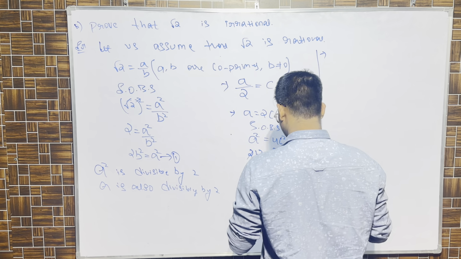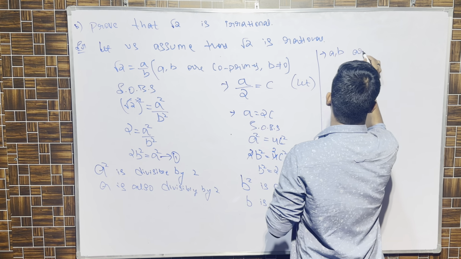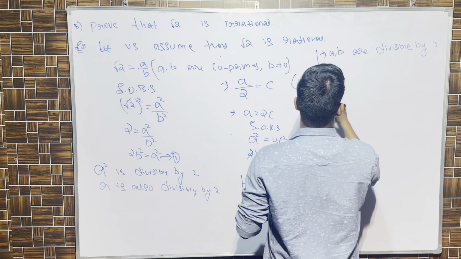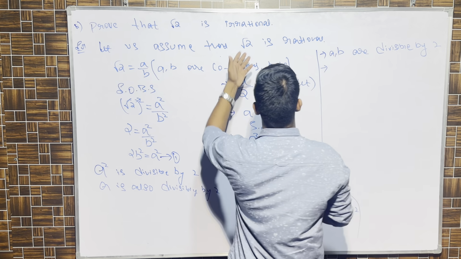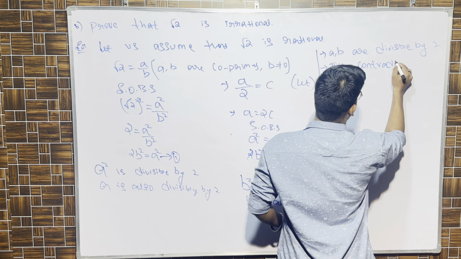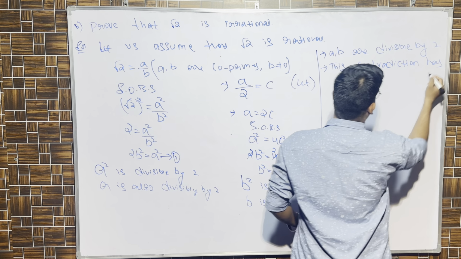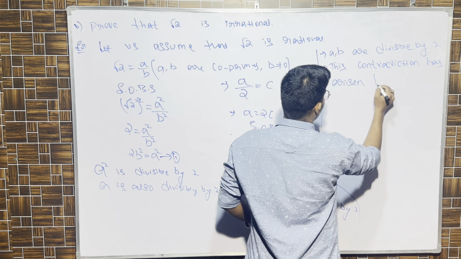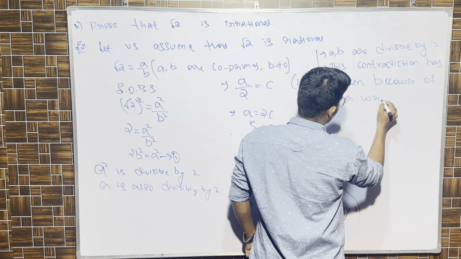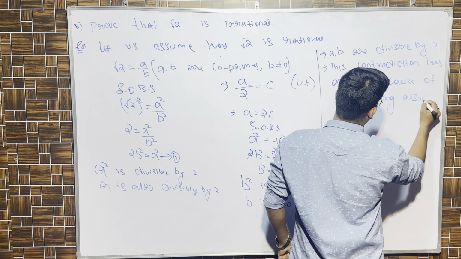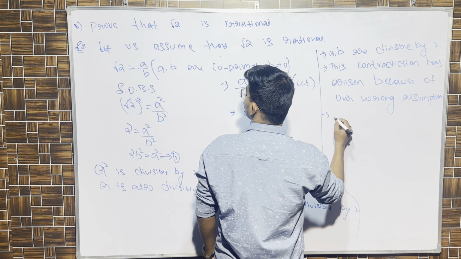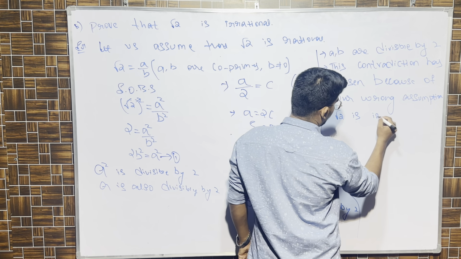Now, a, b are divisible by 2. If they both are divisible by 2, they are no more co-primes. That means our assumption is wrong. This contradiction has arisen because of our wrong assumption. Therefore, root 2 is irrational.